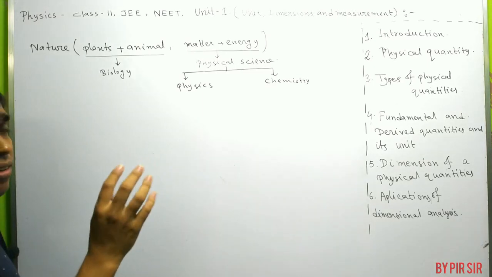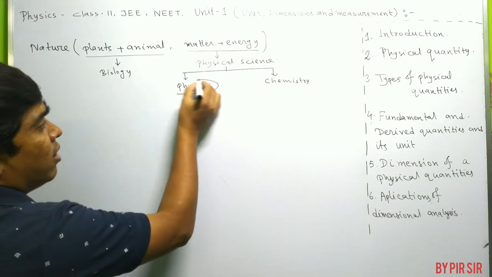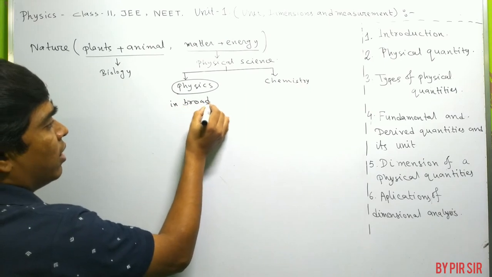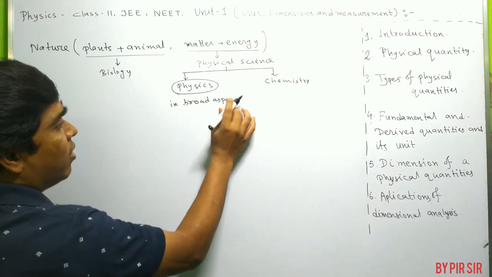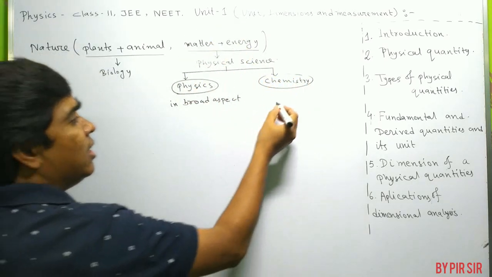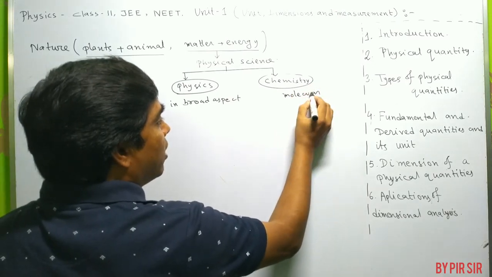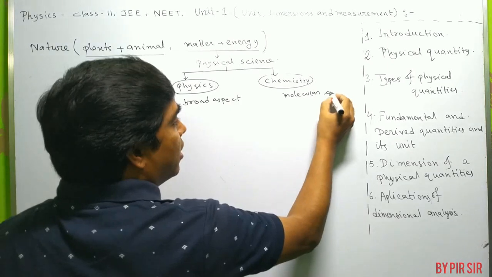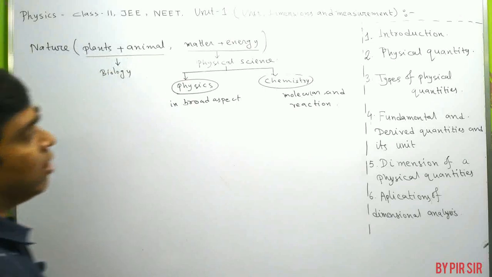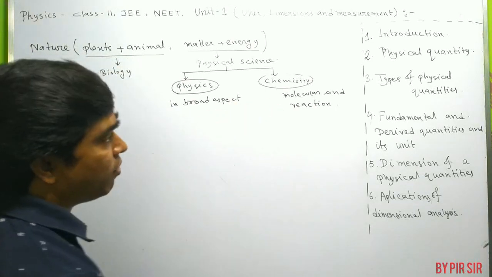But there is a basic difference. What is the basic difference? Physics deals with matter and energy in a broad aspect, but chemistry deals with matter and energy in a molecular and reaction-based aspect. This is the basic difference between physics and chemistry.